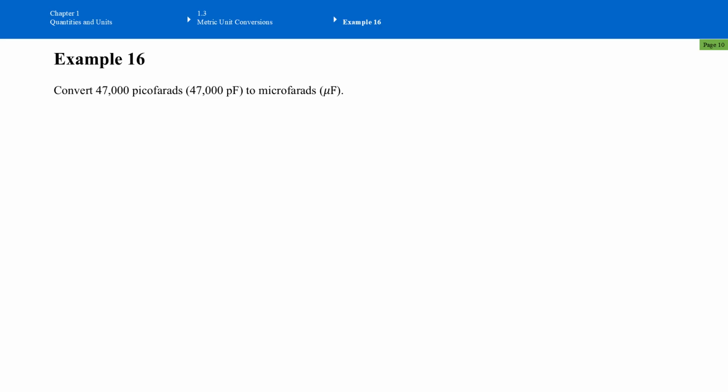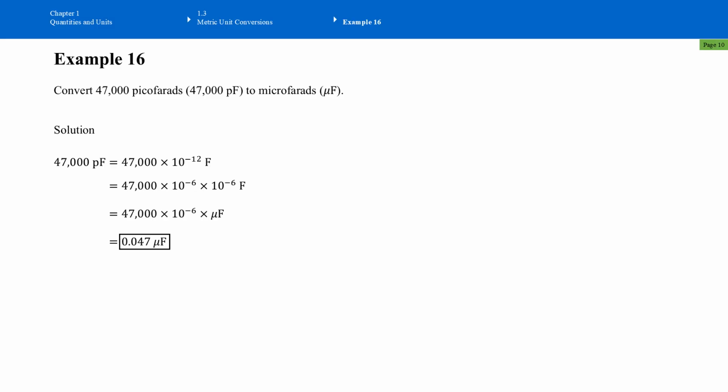Example 16. Convert 47,000 picofarads to microfarads. First, we write down the number in engineering notation. So the 47,000 picofarad is 47,000 times 10 to the negative 12 farad.